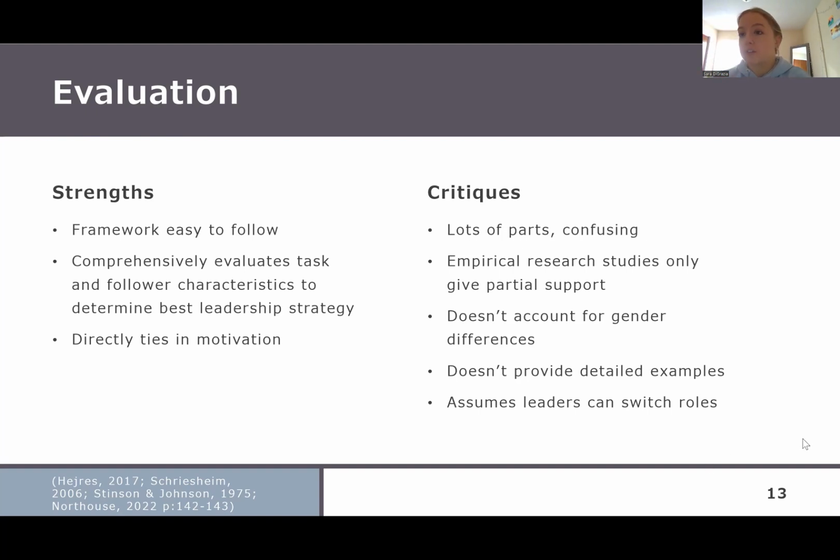So you might just have to take path goal theory at face value and try it out and see how it works. You're not going to have those details like you want.